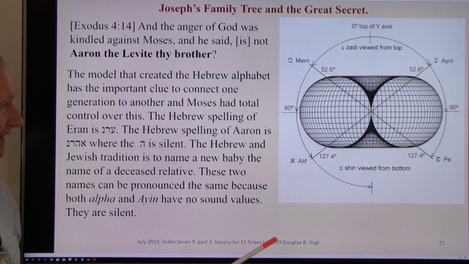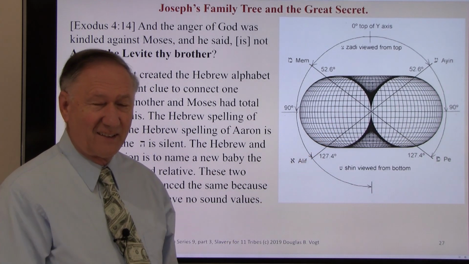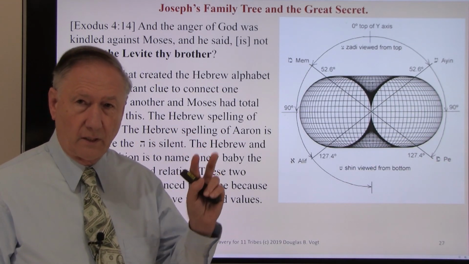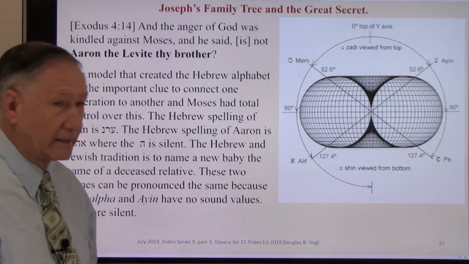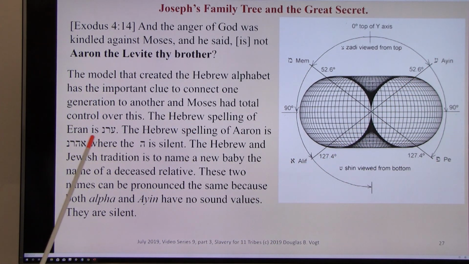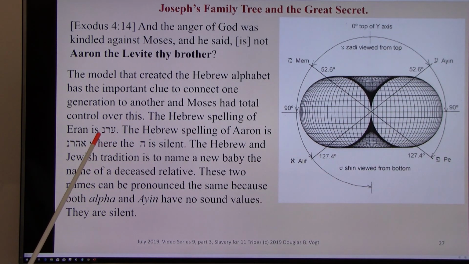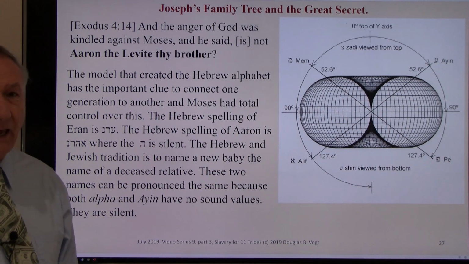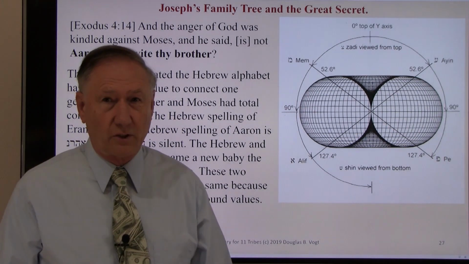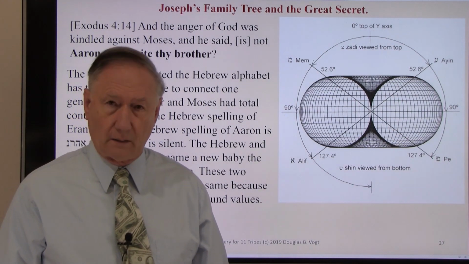So the next clue was in the alphabet. You're saying, what is he talking about? Of the 22 letters, 2 letters have no sound values. They are silent, like to be quiet. Ayin, Aleph. This is how you spell Ern. Ayin, Resh, Nun. How do you spell Aaron? Aleph, Hey, Resh, Nun. Ayin and the Aleph can be pronounced the same. The H has no sound. In fact, we don't put an H in Aaron's name. It's just A-A-R-O-N. These are the same names. Old Jewish and obviously Egyptian tradition, you name your new baby after a deceased relative.